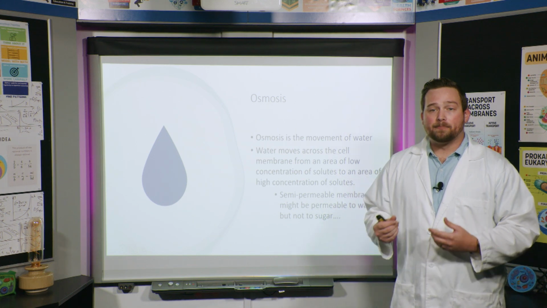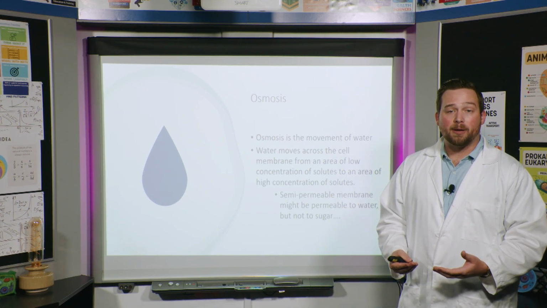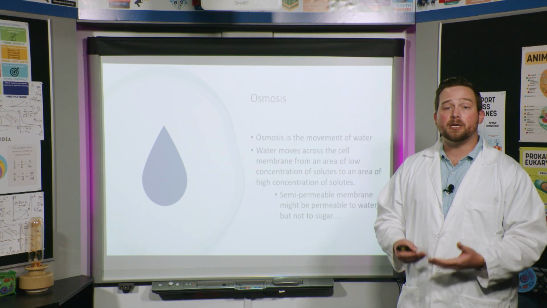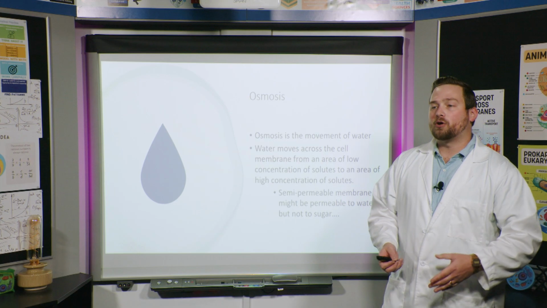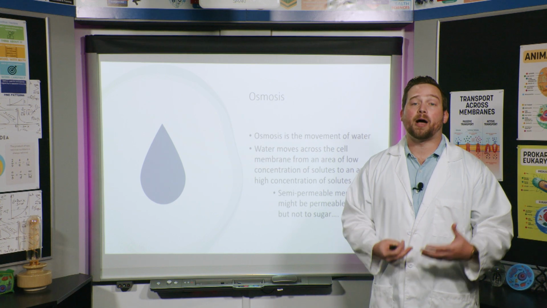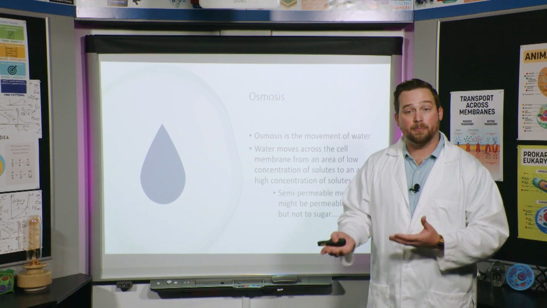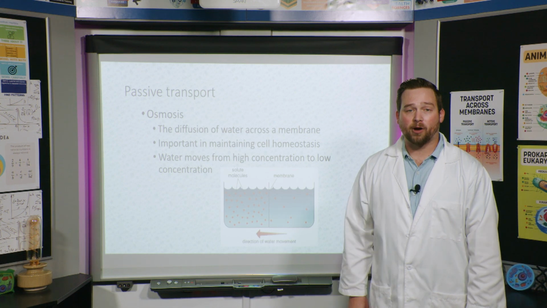Let's remember that in osmosis, water is moving across a cell membrane, and cell membranes are semi-permeable, which means that they let some things in and out, but not everything. So sometimes in a semi-permeable membrane, water might be able to move through it, but the sugar might not be able to. In our last lesson, we were talking about the solutes moving. Now we're talking about the solvents moving. The water is going to be the thing moving around here. Okay, so let's go ahead and see if we can figure out what's going on.